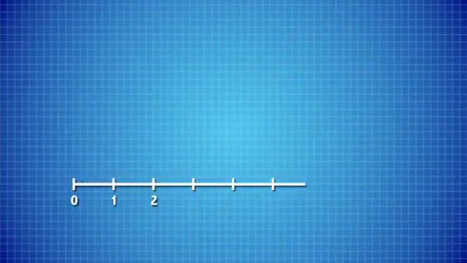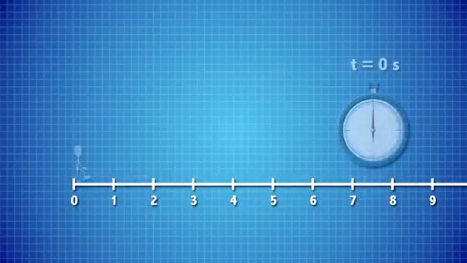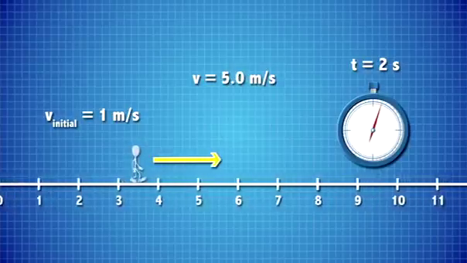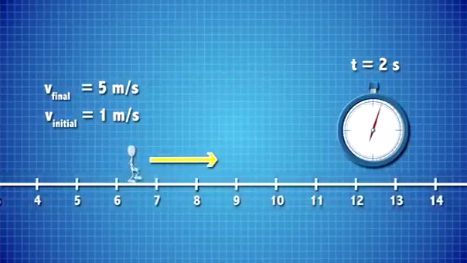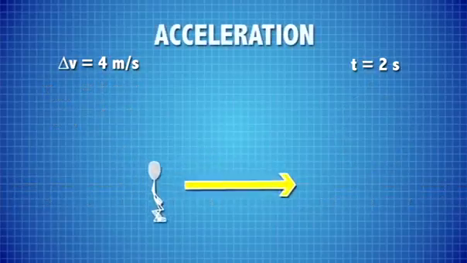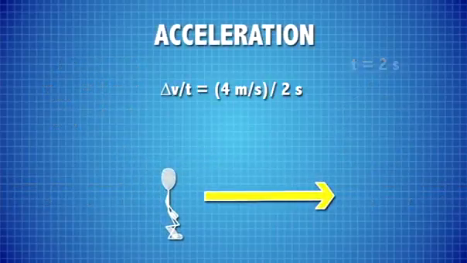Let's take an example of a man that starts with a velocity of 1 meter per second. He speeds up to a velocity of 5 meters per second in 2 seconds. His acceleration is 2 meters per second squared.